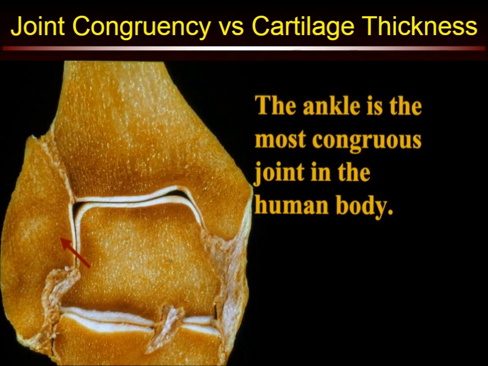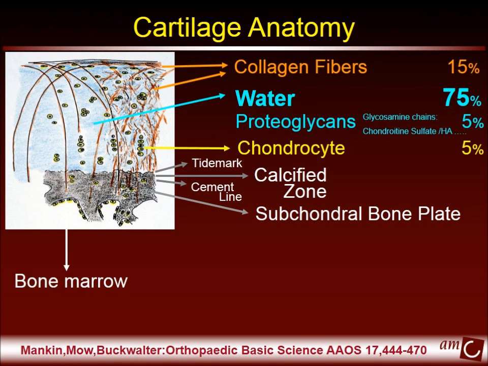Then look at the anatomy. We all know the anatomy of the cartilage. The cartilage is chondrocytes, proteoglycans, collagen fibers, but 75% of the cartilage is water. We all walk on water. And the water is supported by the subchondral bone plate, and in the subchondral bone plate are the nerves. As we know, there are no nerves in the cartilage, but there are nerves in the subchondral bone.